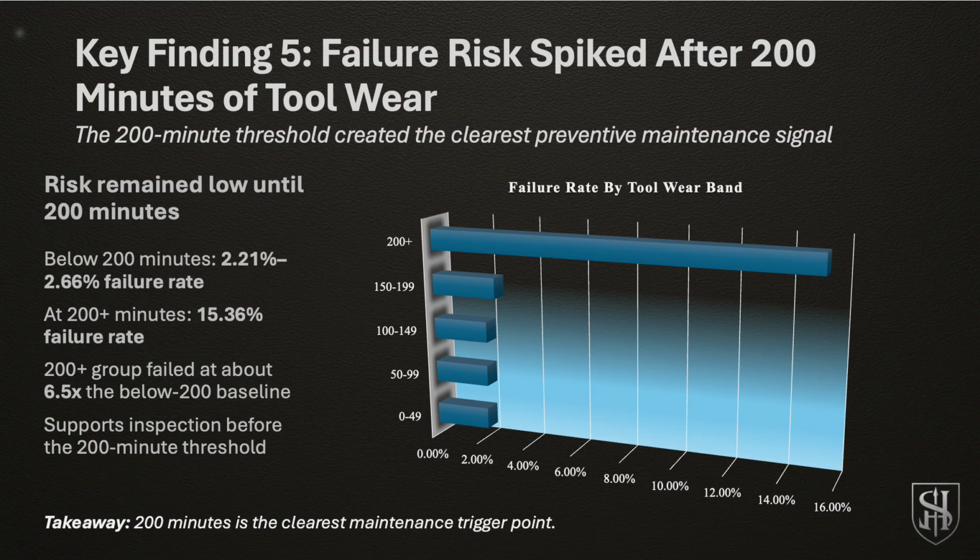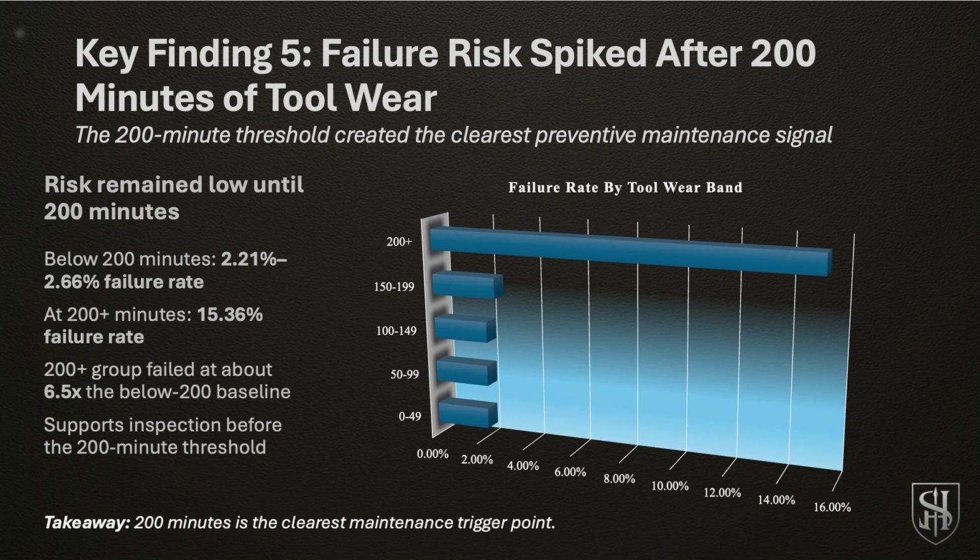From a business perspective, this finding matters because it gives leadership a specific point for action. Machines approaching 200 minutes of tool wear should not be treated the same as machines operating at lower wear levels. They should be reviewed, prioritized, or scheduled for inspection before entering the highest risk range.